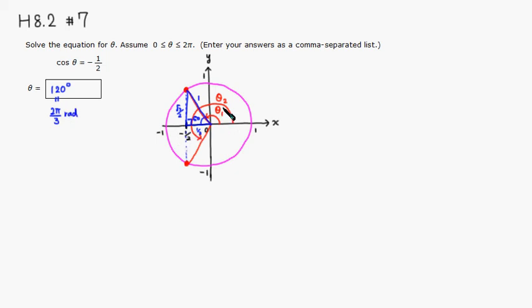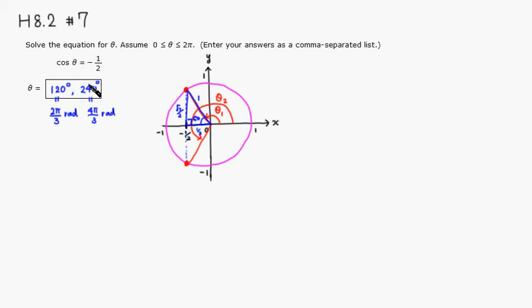And for the other one, theta 2, you want to go all the way around here. So this is 180 up to here, then you go all the way here, so that's 60 more degrees. So 180 plus 60 is 240, that's in degrees. So to get radians, just double that: it's the same thing as 4 pi over 3 radians.